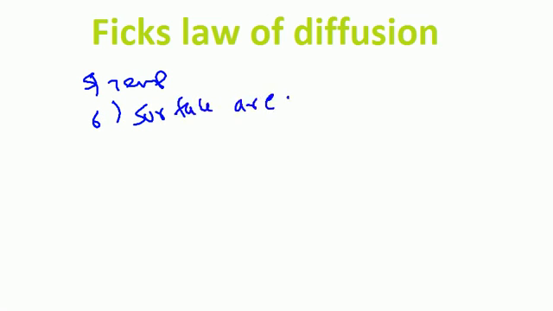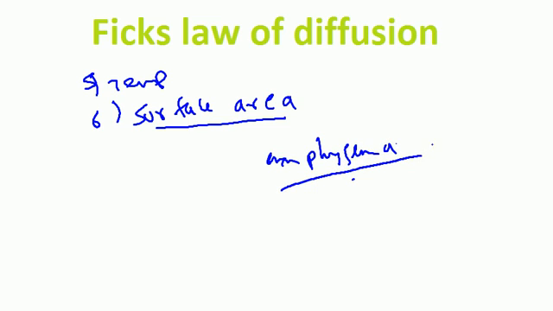D also depends on temperature. Then it also depends on surface area, and it relates directly to surface area. So in emphysema there is a decrease of surface area. In emphysema the surface area of the lung is decreased, therefore diffusion is decreased.